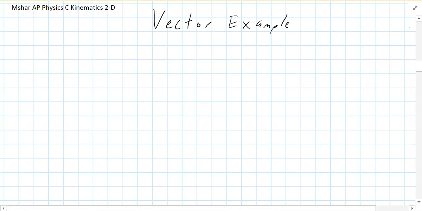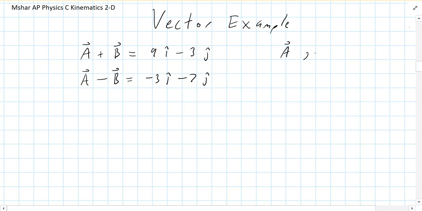I know that vector A plus vector B is 9 i hat minus 3 j hat. And I also know that vector A minus vector B is negative 3 i hat minus 7 j hat. All right, so here's what I want to figure out. What is vector A and what is the magnitude of vector A? How big is it? Okay. And we'll do an exact answer, so you won't actually need a calculator for this.